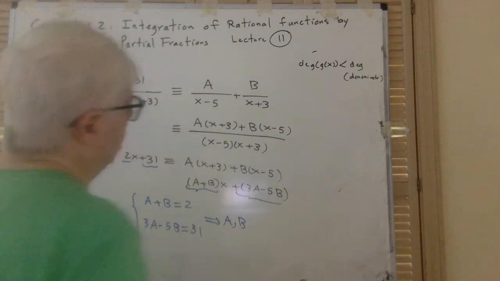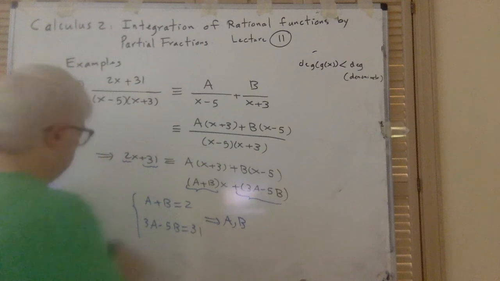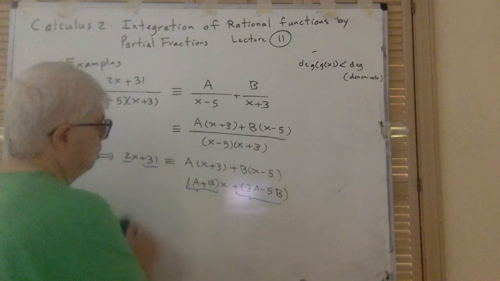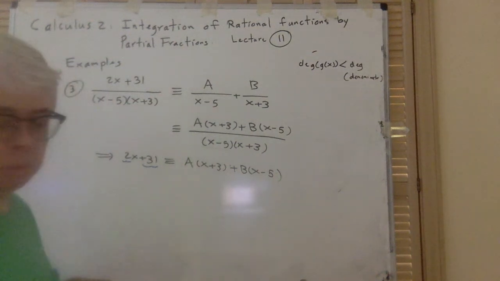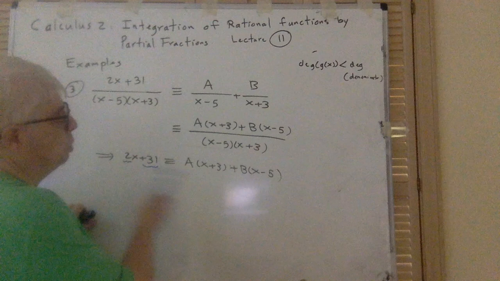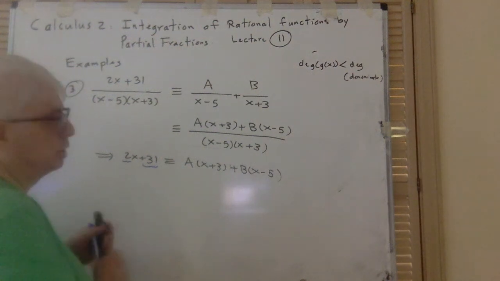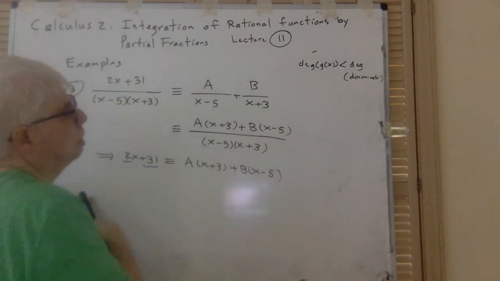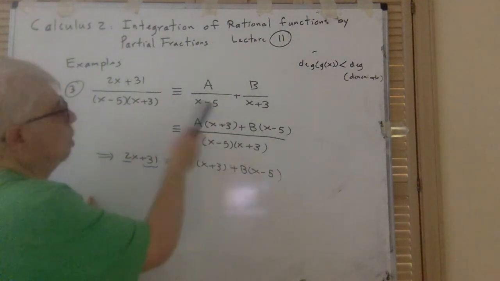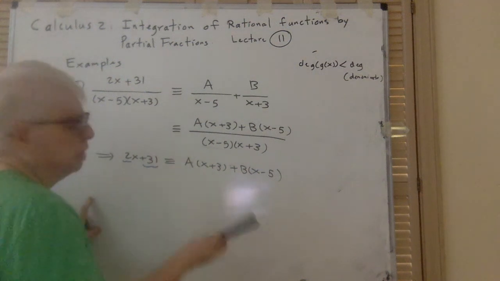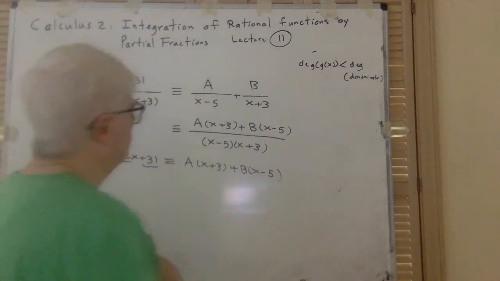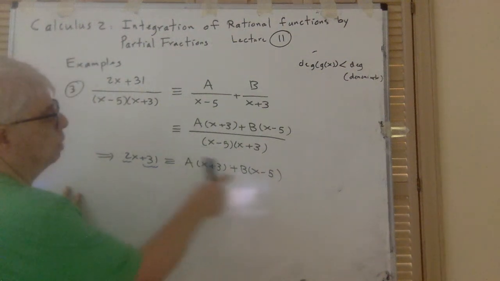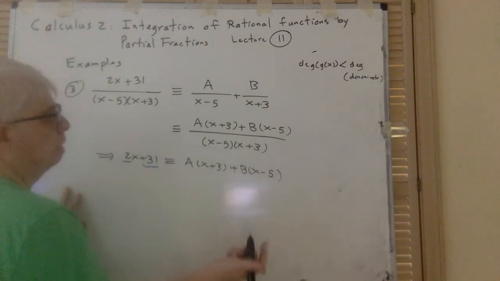Another way, and don't ask me why this happens, is to say these two are the same, which means they should be true for every x. One might say they're not true for x equals 5 and x equals negative 3, because that makes the denominators 0, so I get infinite. But there's a trick anyway. First of all, I want to make this 0 and find b, then make this 0 and find a. It's that easy.